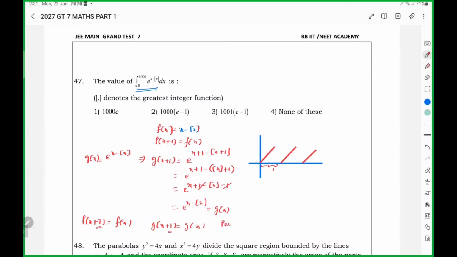The period is 1. So then we can write 1000 times the integral from 0 to 1 of g of x dx. When x lies between 0 and 1, step of x is 0. So it is e power x dx, times 1000, from 0 to 1. This is 1000 into e minus 1.